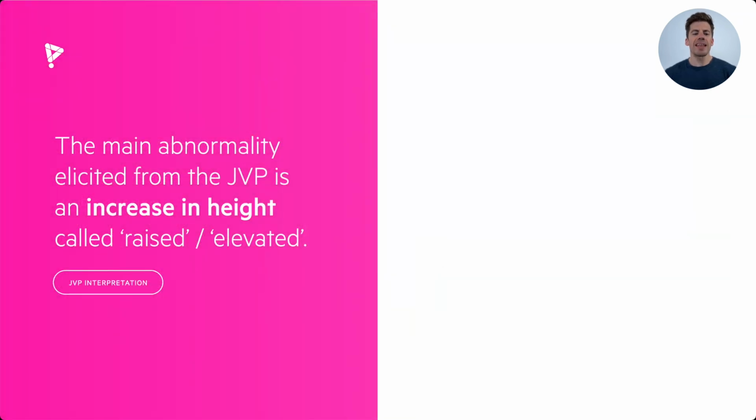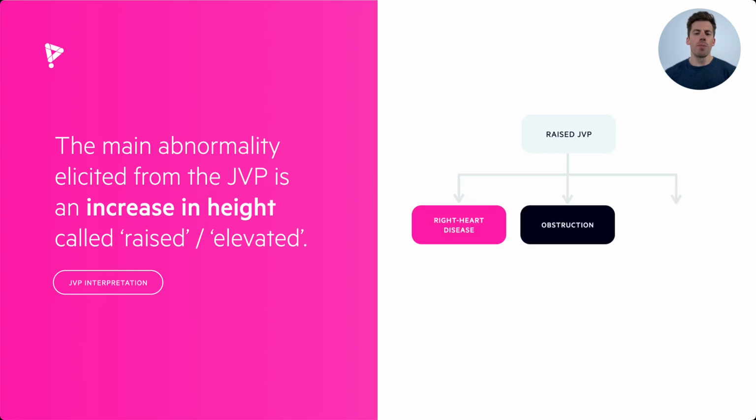So the main abnormality listed from the JVP is an increase in height that we call a raised JVP or an elevated JVP. A raised JVP has 3 predominant causes you need to know about. One is right-sided heart disease, so something like right-sided failure, pulmonary hypertension, or right-sided valve disease. In these cases, there's an increase in right-sided pressure, leading to a rise in the JVP.